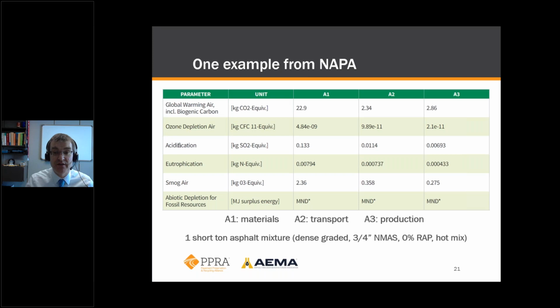They could have chosen a half ton, they could have chosen a gram of asphalt mixture. You can choose whatever unit you want, but you have to be very clear on the functional unit and be very consistent with all your data collection with that.